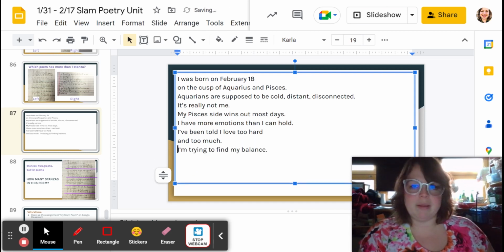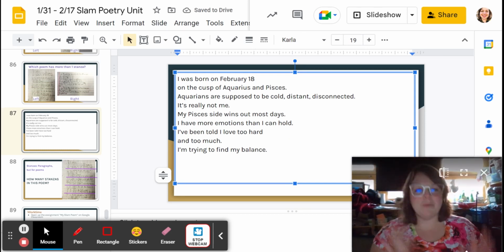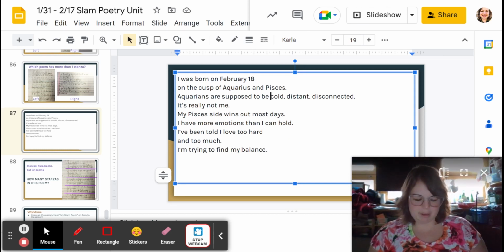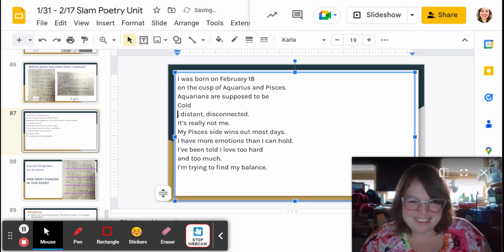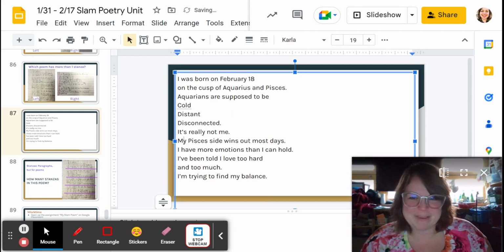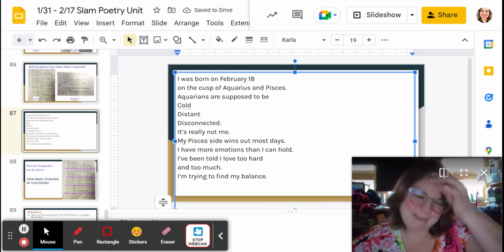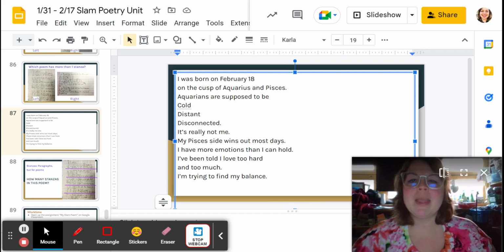I'm trying to find balance. That's nice. It can be really nice to play with medium and short lines. I like short lines. So sometimes I give one word its own line for fun. If you want to try that, you totally can.